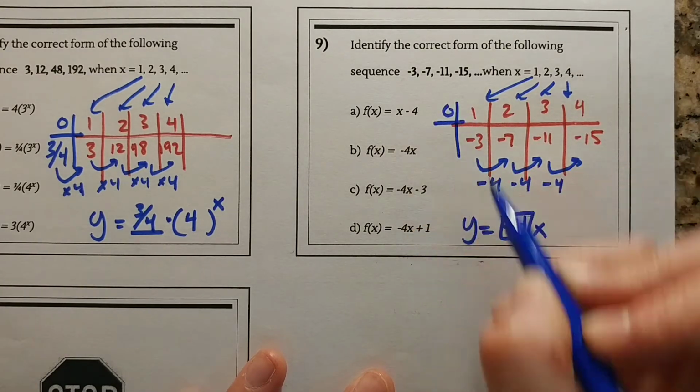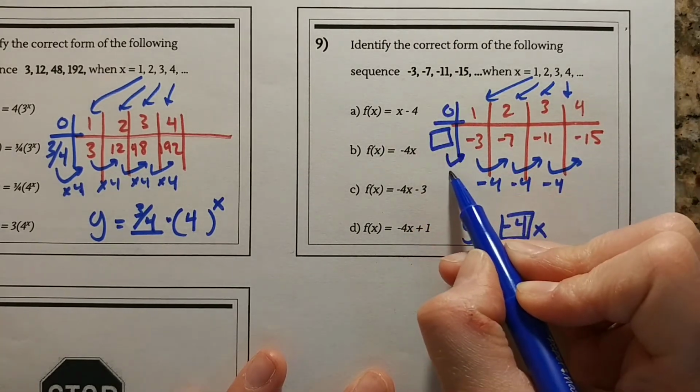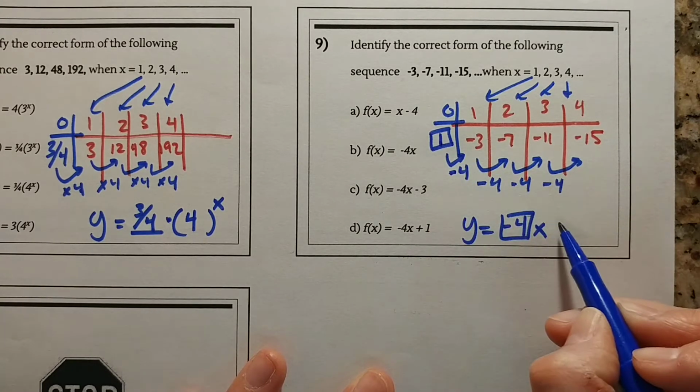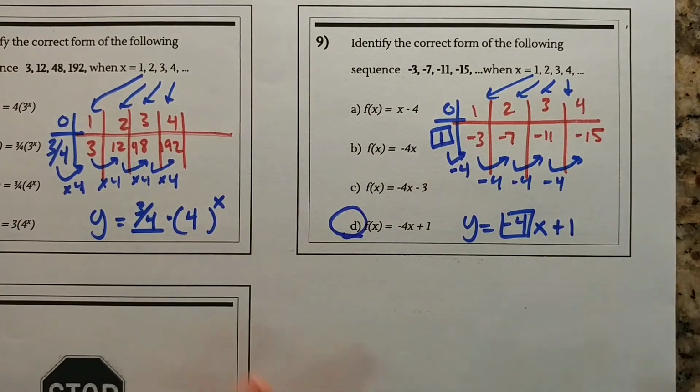Where does the function start? Go back to 0. If it's minusing 4, I have to add 4 to get back here, and that would be 1. So plus 1. Answer would be D. Well, how did you do?